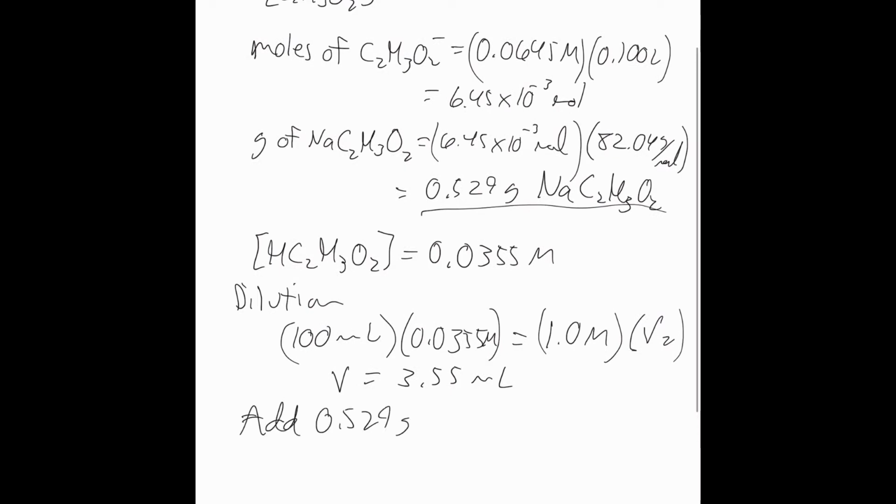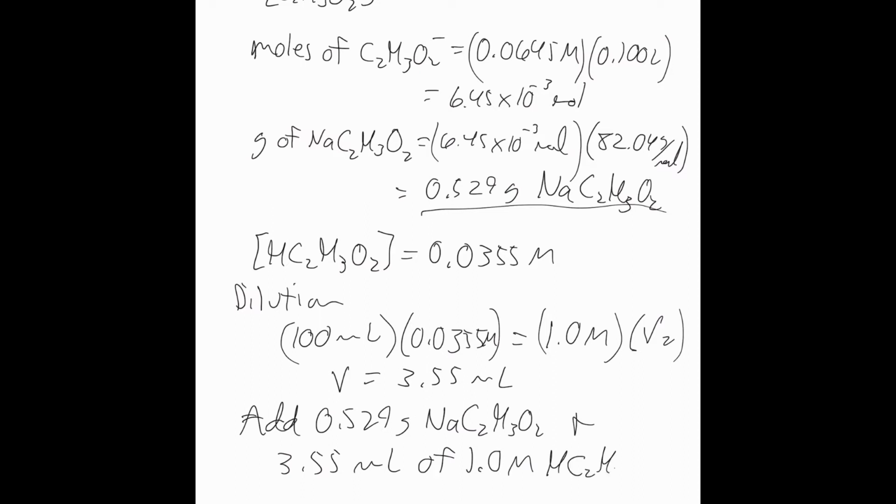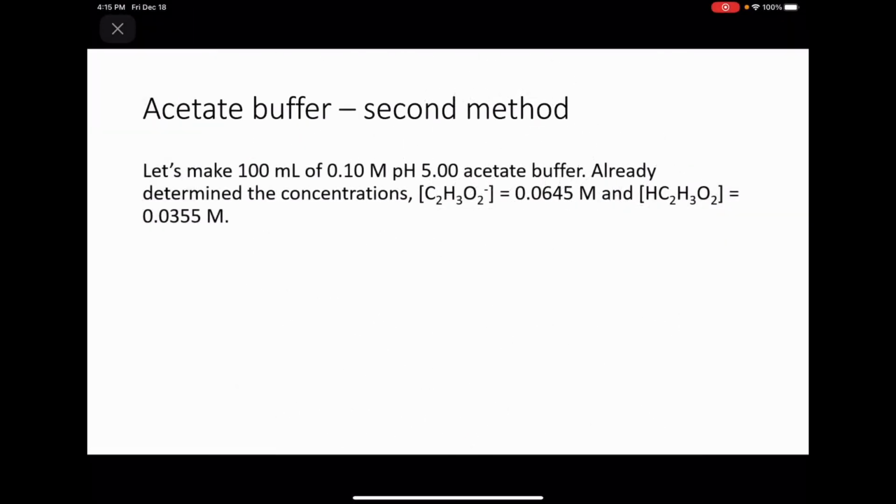So, in order to make this buffer, we would add 0.529 grams of sodium acetate and 3.55 milliliters of 1.0 molar acetic acid, and then we would dilute to 100 milliliters, our final volume. That's how we would make this buffer if we start from both the acetic acid and the acetate.